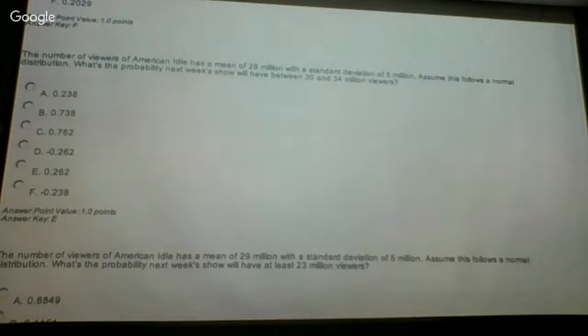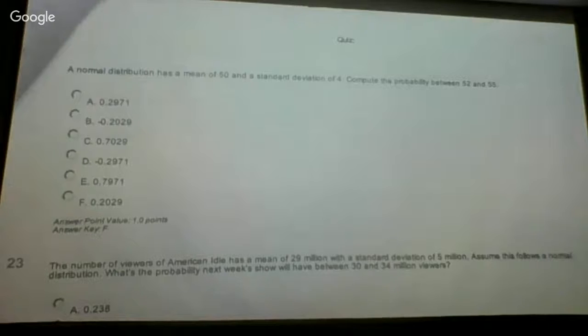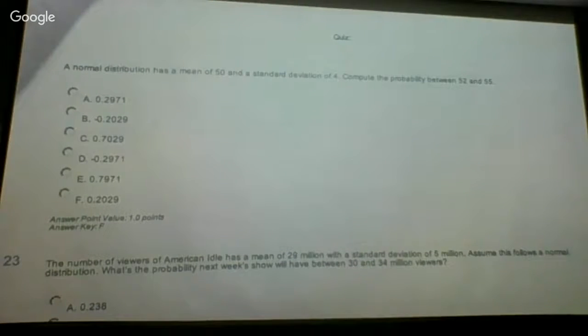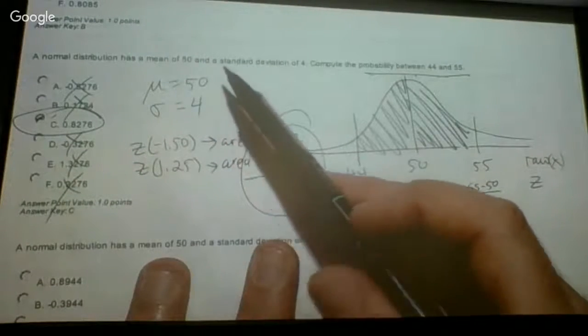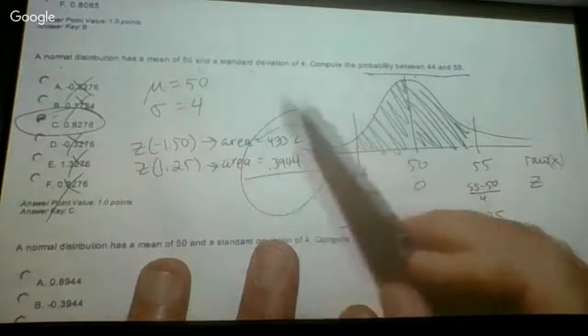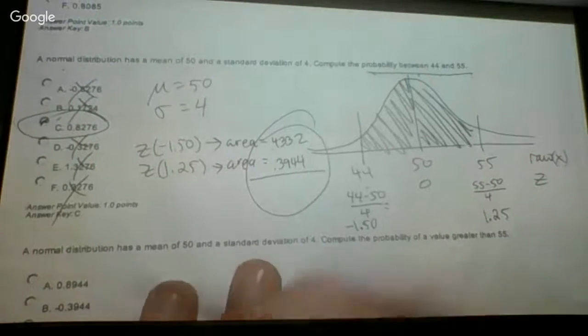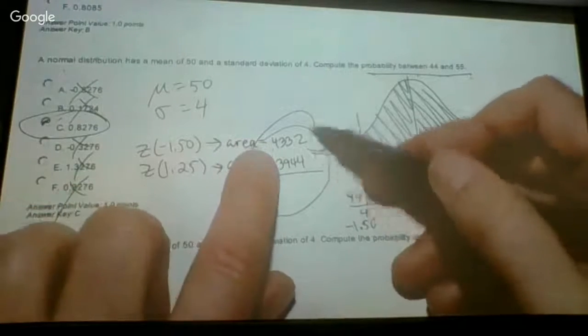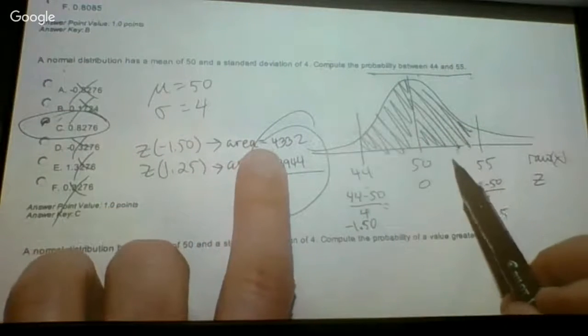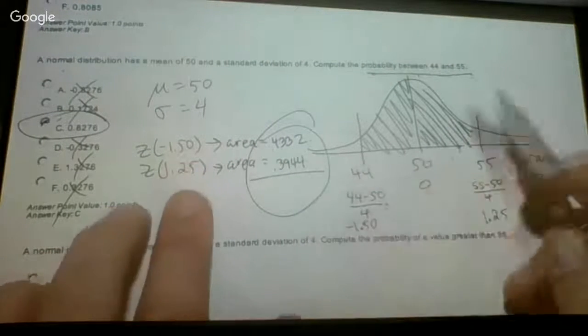Uh-oh, probability between 52 and 55. It's the same problem we were looking at before. By the way, notice that in this problem, same scenario we're working with for the next problem as well: a normal distribution with a mean of 50 and a standard deviation of 4. We always have to calculate the z-scores and then the areas, and then either add or subtract the areas. So you're working with the areas.